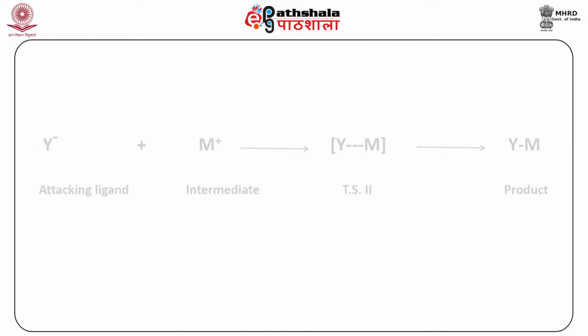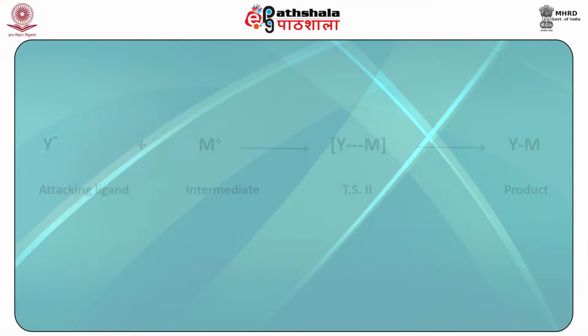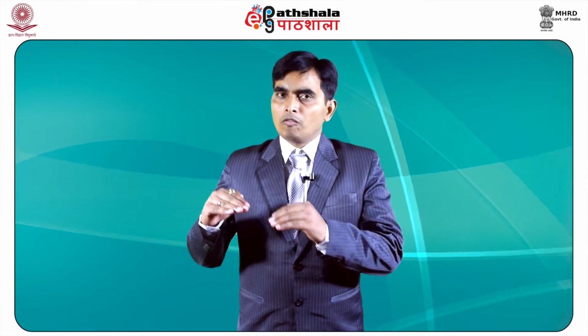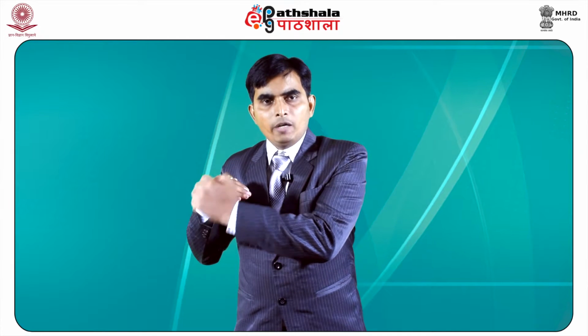In the second step, Y minus attacks on M plus to form transition state second, which represents a stage of equilibrium between both the bonded and non-bonded forms of MY. After crossing this stage, product MY forms. Energy of reactants from where the reaction starts is plotted in the extreme left.